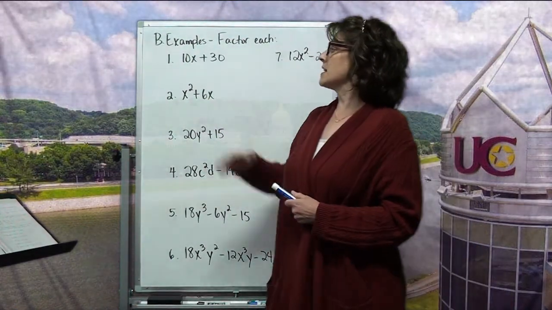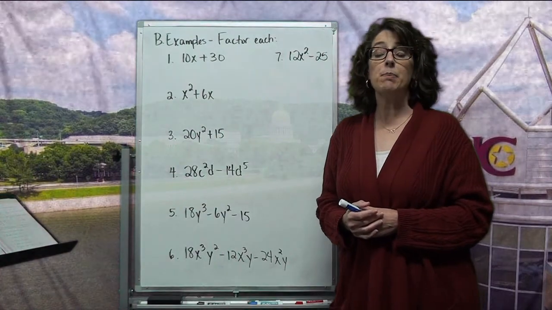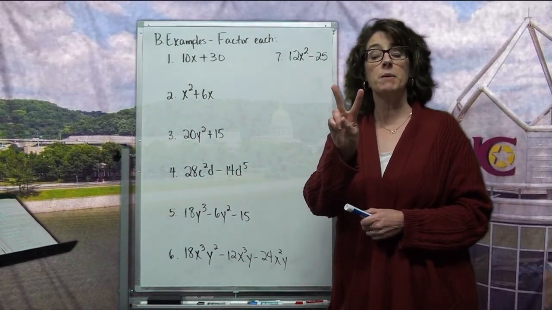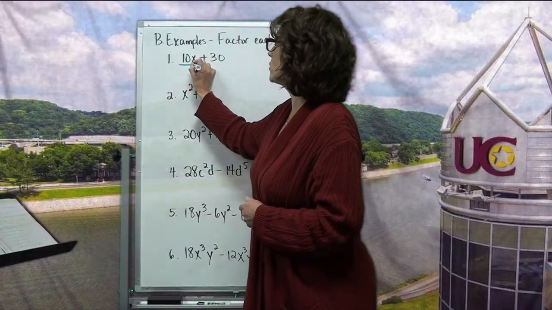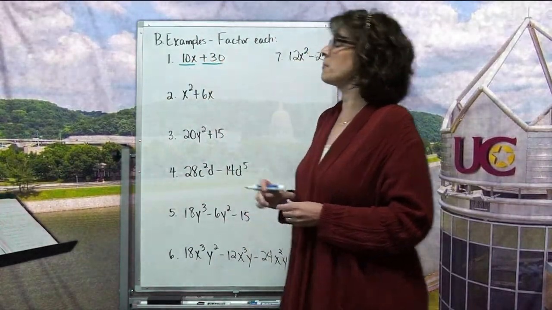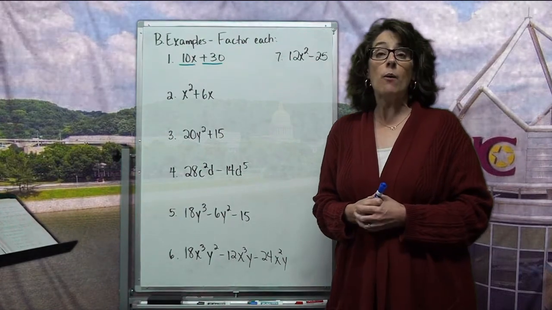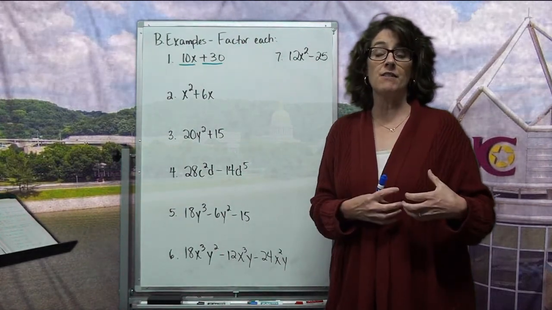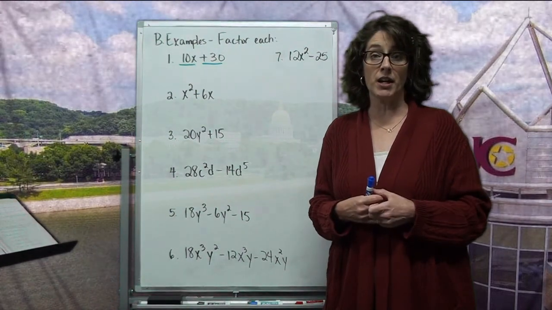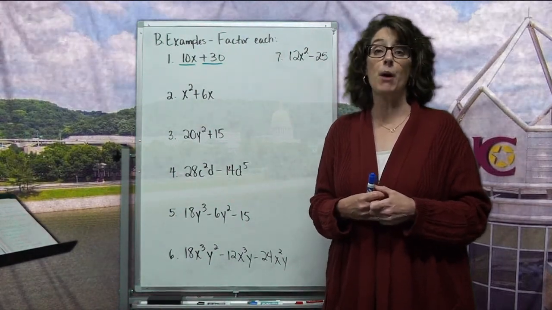So in my first example, I'm going to take a look at that 10x plus 30. There are two terms in there because recall, terms are separated by addition and subtraction. So I've got one term here. There's the addition separating out that second term. Now what I'm going to do is look at each one of those and find the largest coefficient that I can divide out as well as the largest variable that I can divide out. It has to come out of both of them.